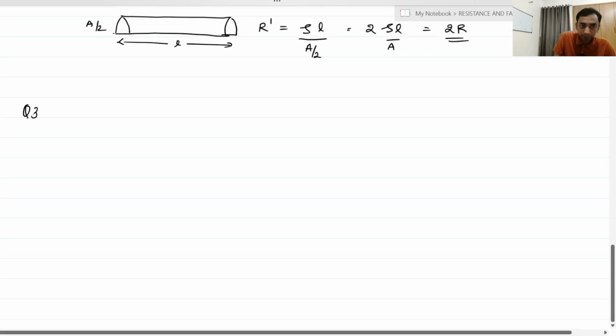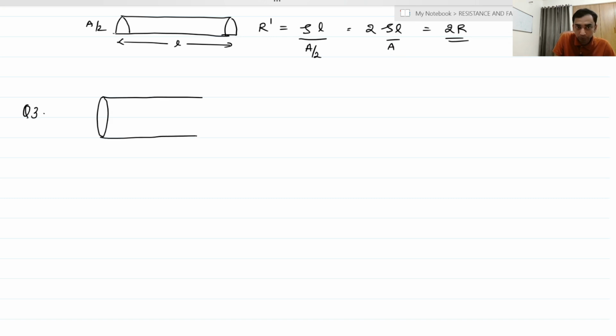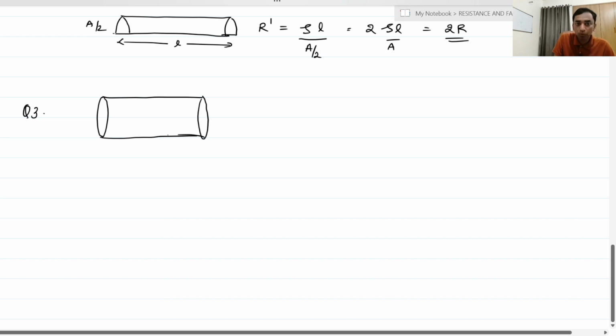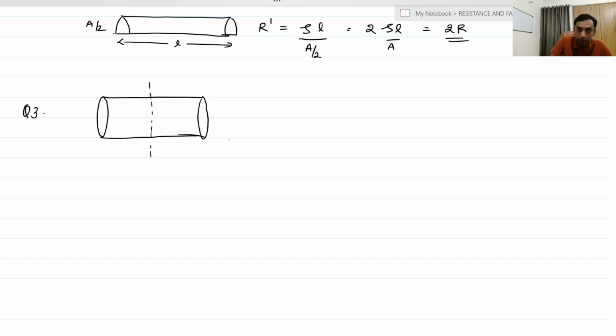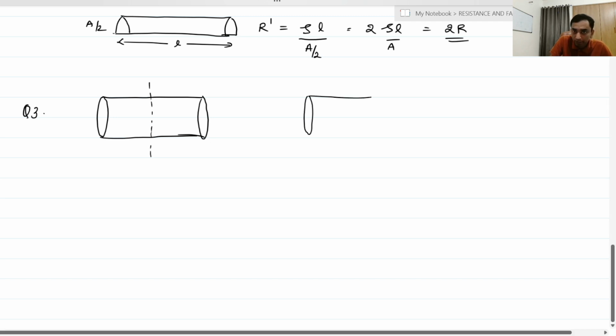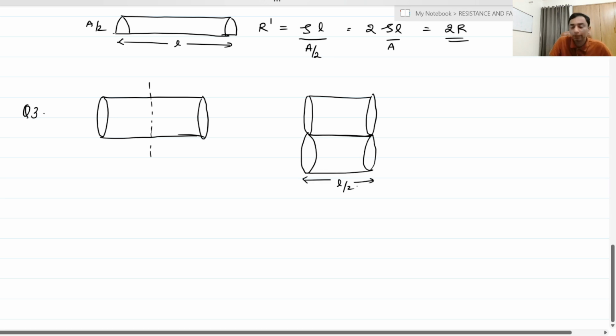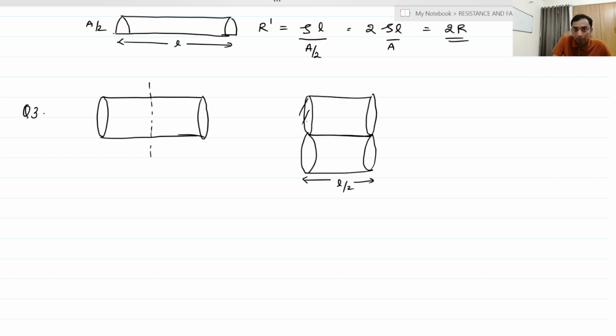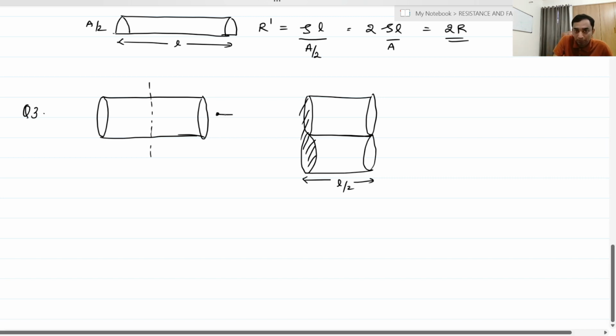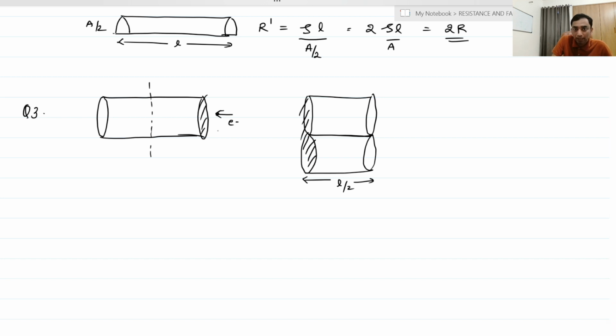Now the third problem is something like this: you have a rod and you are going to chop this rod into two halves and place one over the other. So something like this, you are cutting this rod into two parts and then placing the individual sections on one another. So like this. In this situation, the length of the entire conductor becomes half, but now the cross-sectional area through which the electrons were previously entering, like this, was A. Now the electrons can enter through a larger cross-sectional area that is twice A.